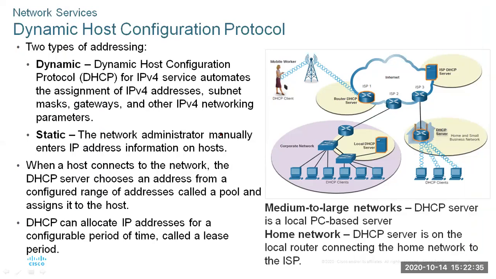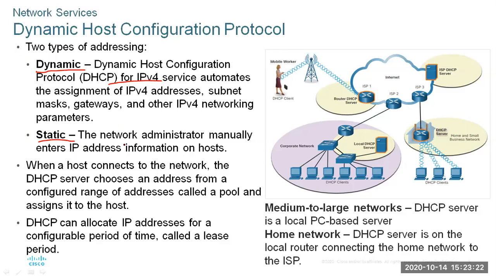So you cannot have two end devices on the same segment having the same IP address, because they should have different IP addresses for identification. Now there are two ways to assign IP addresses. The first way is dynamically, and the second way is manually or statically. Dynamically means that you configure a particular service to issue out these IP addresses automatically, and manually means that you enter the IP address on each of the devices.